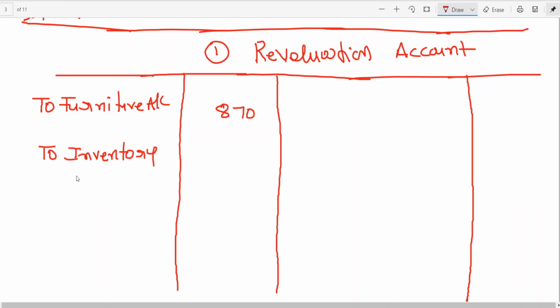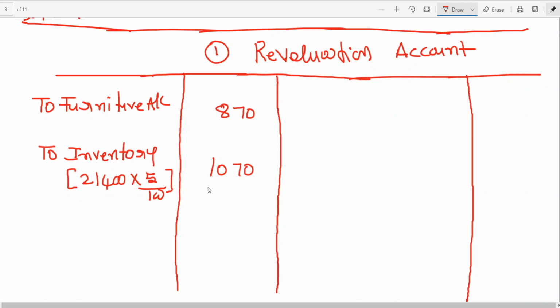What is inventory value? 21,400 into 5%. It is coming to 1,070 rupees.